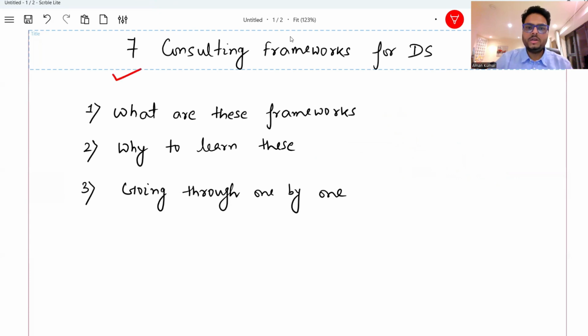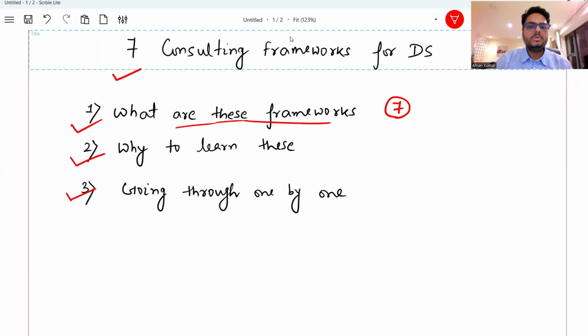What we are going to learn today is what these frameworks are. Then I'm going to tell you why you and I need to learn them, and then I'm going to walk you through all these frameworks one by one. First of all, what are these frameworks? There are 7 of them which I have shortlisted, and these come from the consulting background.